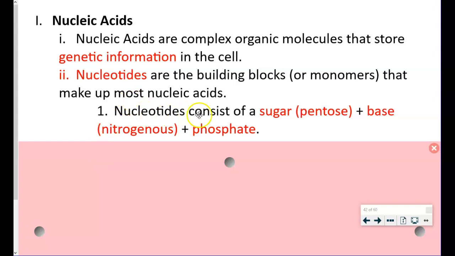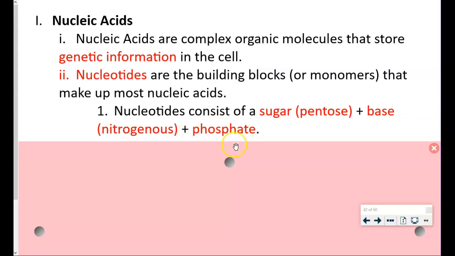Okay, so a nucleotide has a sugar, and the name of that sugar is pentose. Remember, anything with an "-ose" ending is a sugar. And pent means 5, like a pentagon. Okay, so it's going to be a pentagon shape. There's going to be what we call a base. And the base has a bunch of nitrogen in it. So just like the proteins had nitrogen, these guys too.